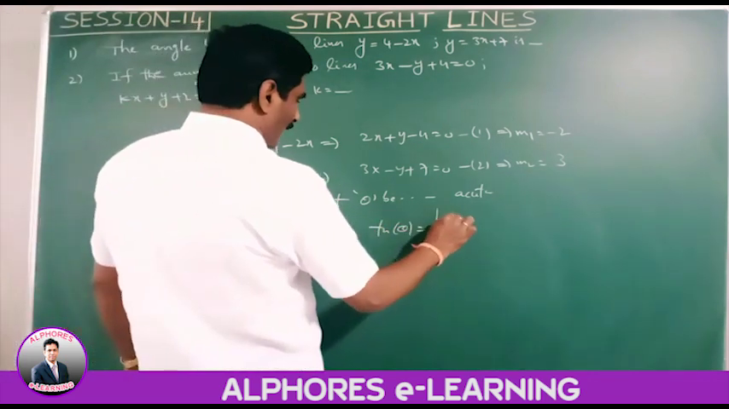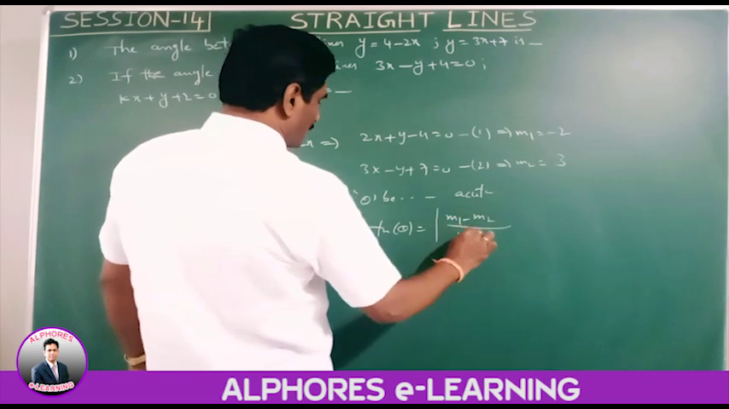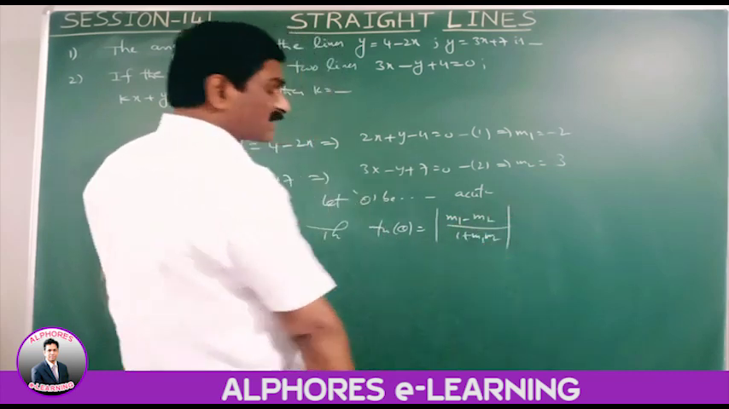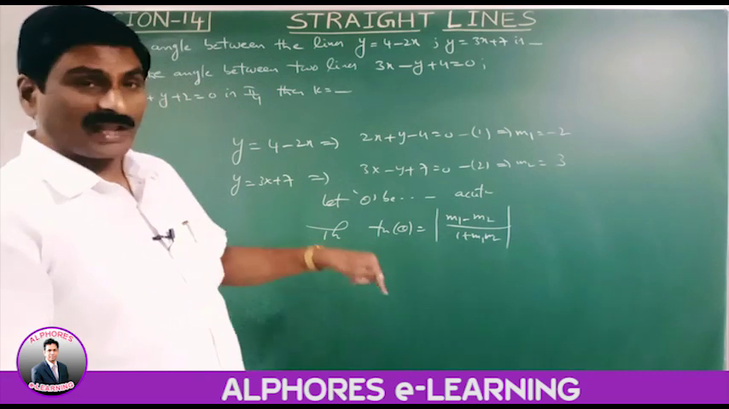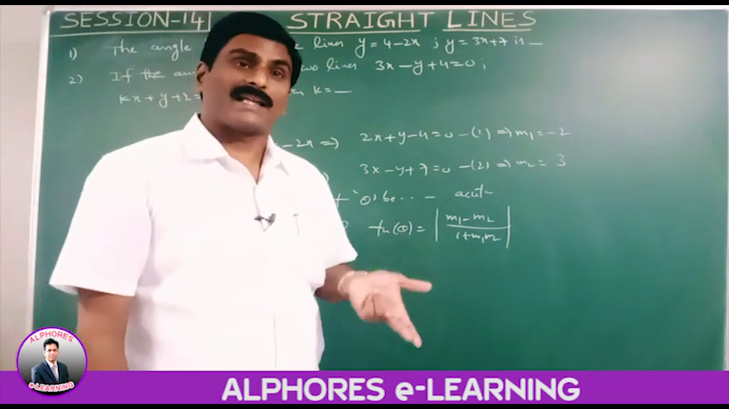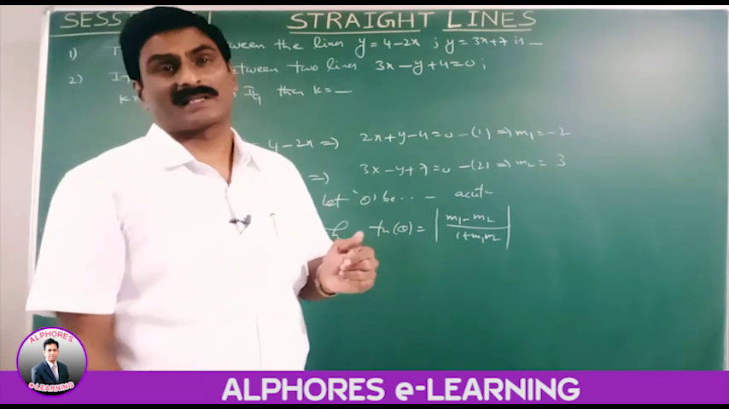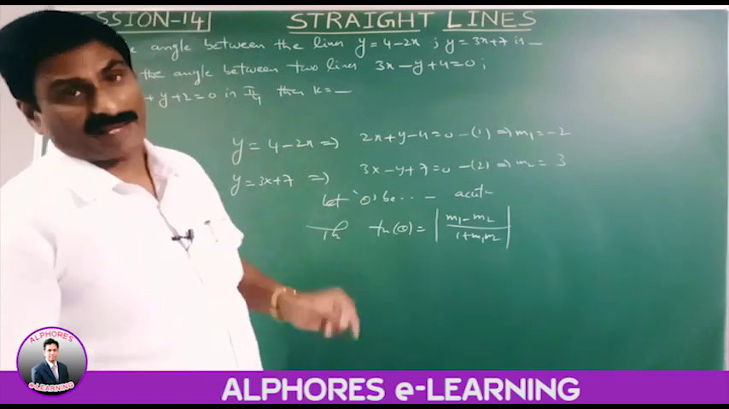tan theta is equal to mod of m1 minus m2 by 1 plus m1 m2. By using this formula, we find one of the acute angles. What is the other angle? If theta is one of the angles between the lines, the other angle is pi minus theta. By using that condition, we find the angle between the lines.